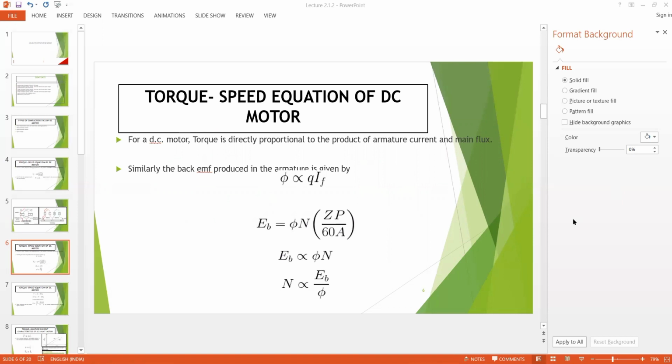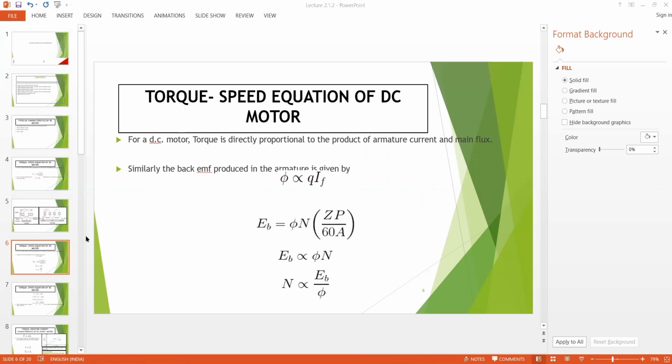EB is important, please understand. Just keep in mind, input is equal to output plus loss. In your motor, what is your input? You're converting electrical to mechanical. What is the input? V. What is the output? EB. So V is equal to EB plus IaRa. Please note it down. Okay, so we will come across N is proportional to EB upon phi.